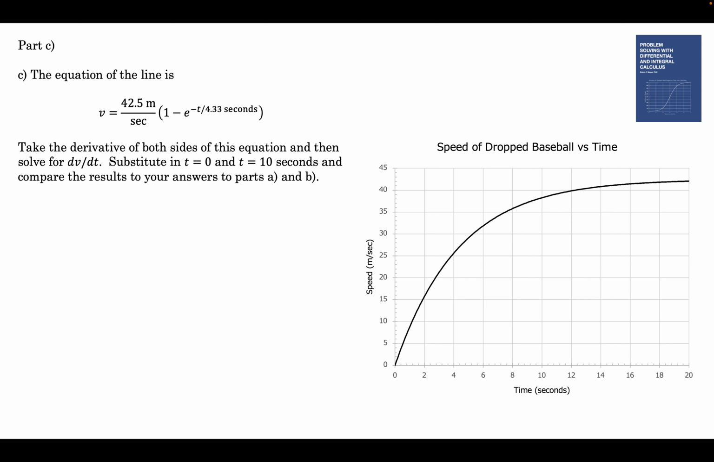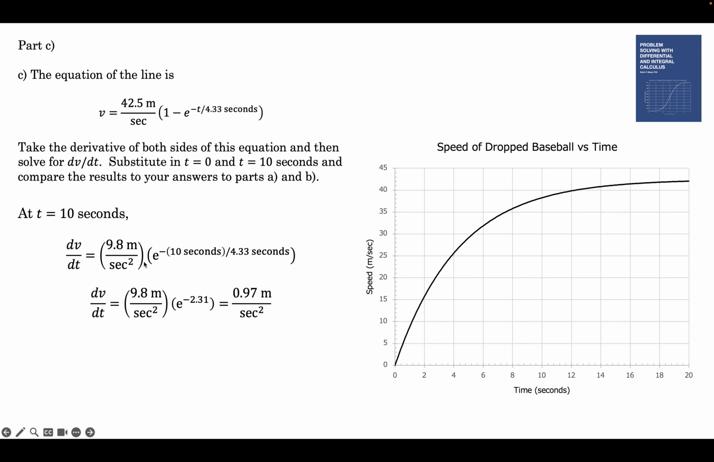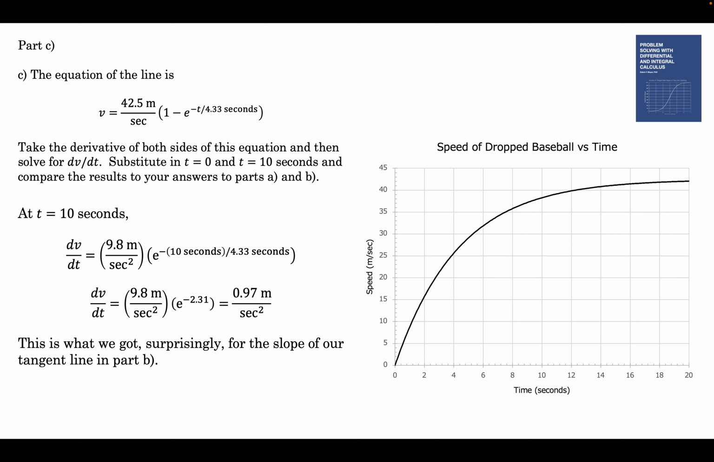So now we can plug in 10 seconds. We get e to the minus 10 seconds over 4.33 seconds, which is about e to the minus 2.31, times 9.8 meters per second squared. That's 0.97 meters per second squared, and that was luckily, surprisingly, exactly what we got, to two significant digits, for our tangent line in part B. You would expect it to be that good.